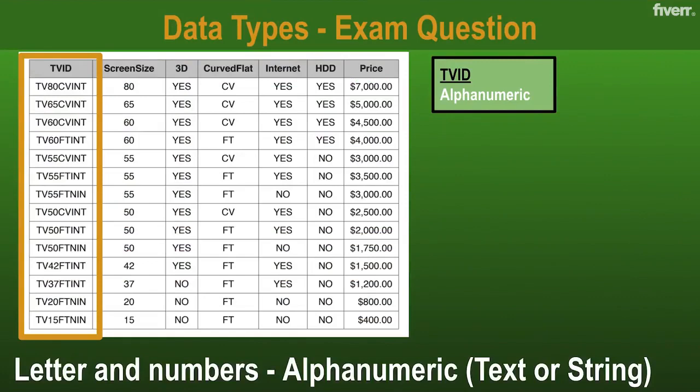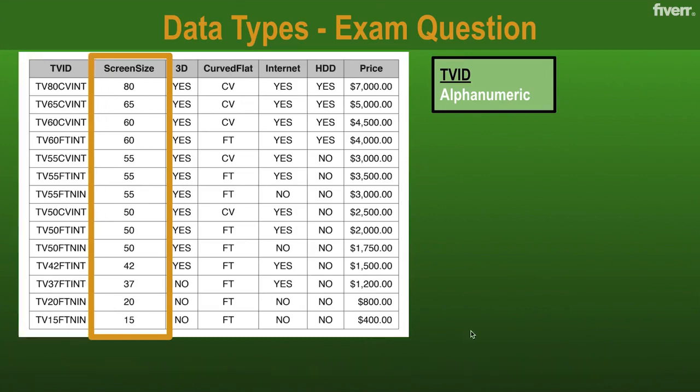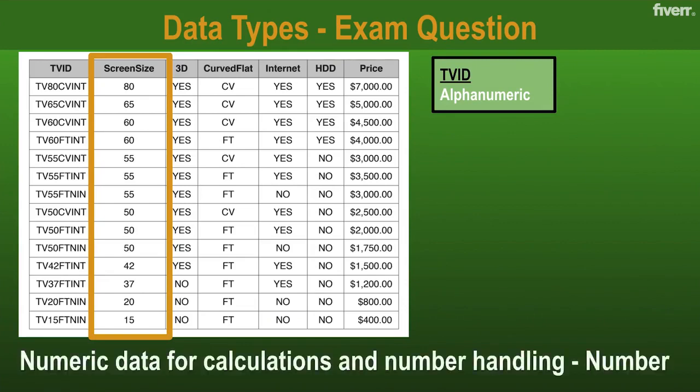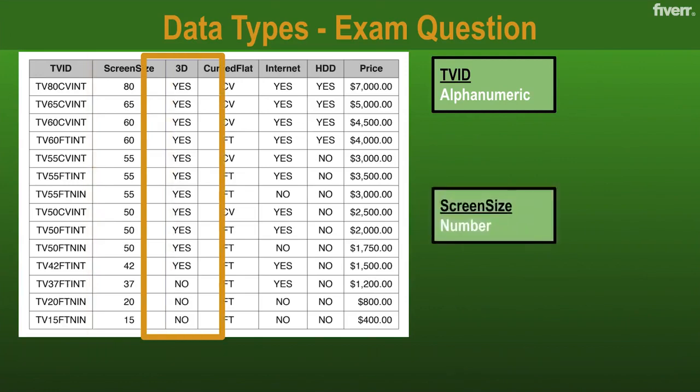So, let's take a look at this first field here, TVID. It's the same one from before. This is alphanumeric data. It contains text and it contains numbers. So, we would categorize this as an alphanumeric. Next to that, we have screen size. Take a look at those numbers. Oh, I said numbers. Is that a number in there? Well, yes it is. Are those numbers organized in some sort of way that we have handled the data, and why? Yes, we have this numeric data, and it can either be used for calculations or number handling, sorted very nicely by largest to smallest. This is a number field.